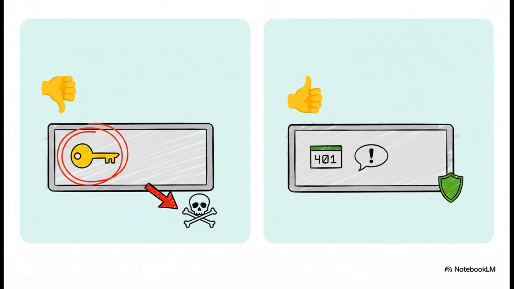On the left, you've got a bad error. The message says authentication failed with token SKABC, and whoops, you've just blasted your secret API key into your logs for everyone to see. Now on the right, we have a good error. It uses a safe error code, a generic message, and then a helpful hint that gives you a clue without exposing a single sensitive character. This is how you give good feedback without giving away the keys to the kingdom.